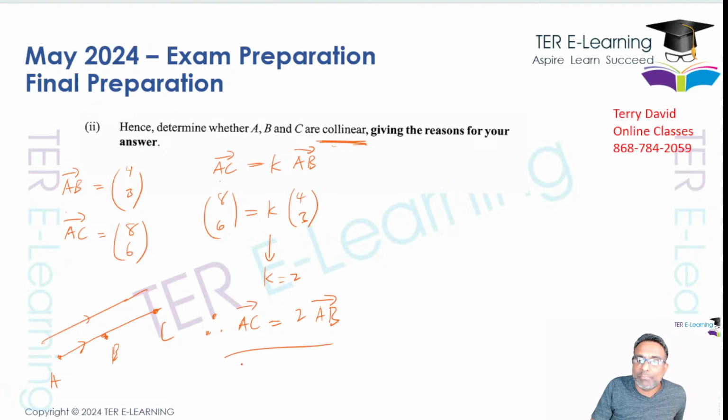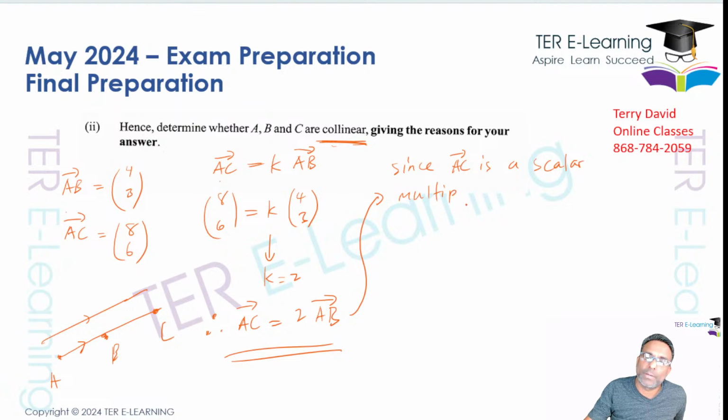Now, this is what you need to see to get the marks. So you're going to say, since AC is a scalar multiple of AB, they are parallel.